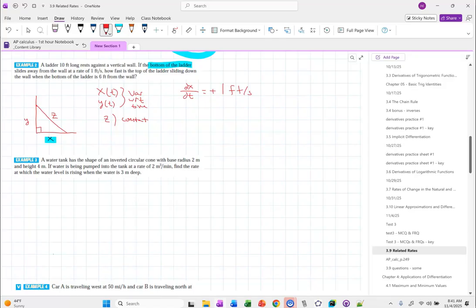It then says, how fast is the top of the ladder sliding down the wall when the bottom of the ladder is 6 feet from the wall? So it asks, how fast is the top of the ladder sliding down? What type of quantity is that? It's also a rate, right? It's asking how fast. Speed is a rate. So because it's a rate, its variable type is a derivative. We should name that derivative dy dt.